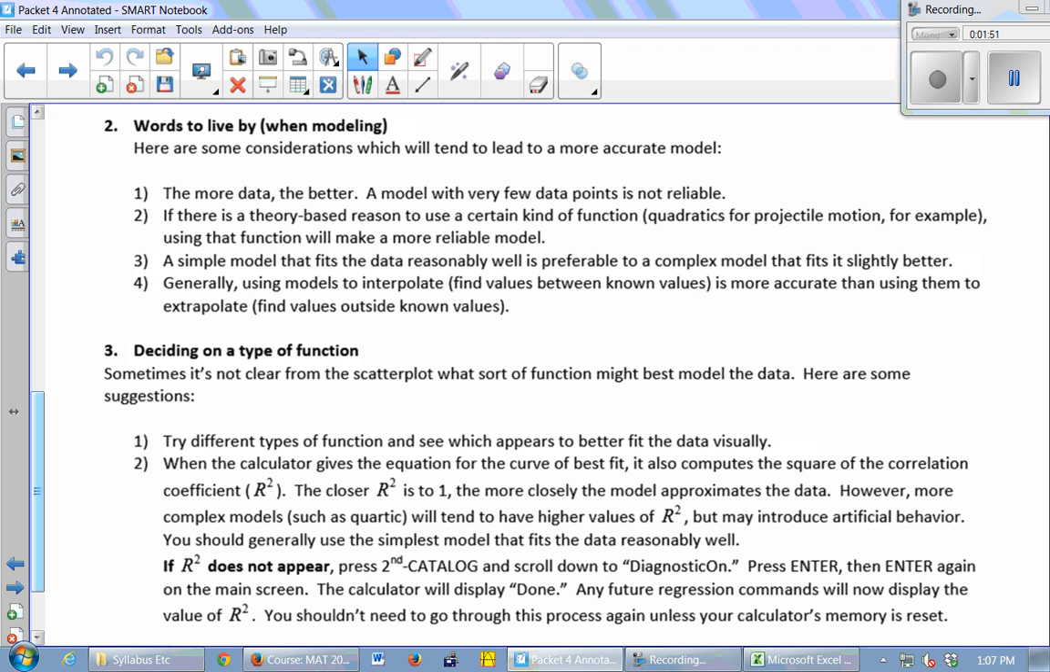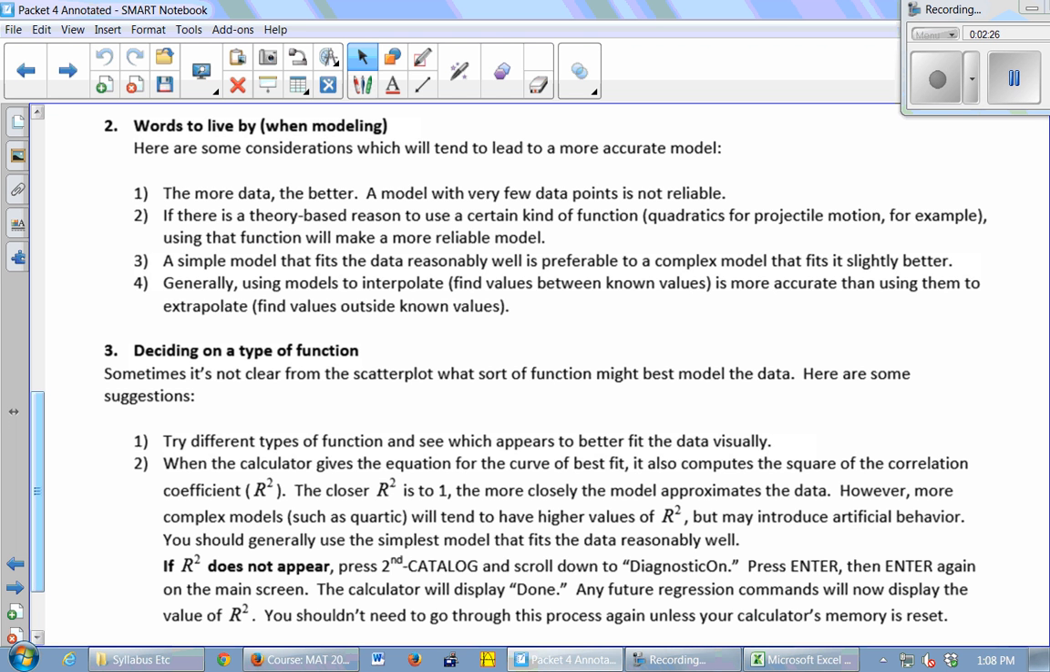The more data, the better. A model with very few data points is not very reliable. And if there's a theory-based reason to go with a particular kind of function, for example, projectile motion, like when you throw something up in the air, that is quadratic based on Newton's theory of gravity. So we typically use quadratic for that, even if it's not a perfect fit, because theoretically that's what it is.